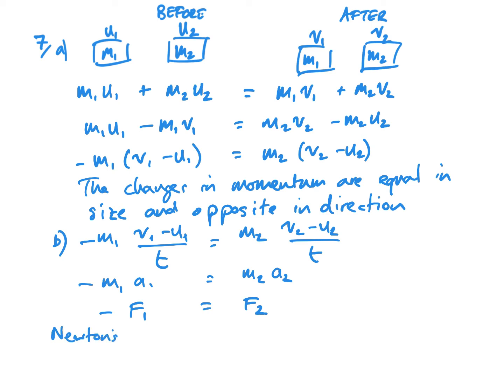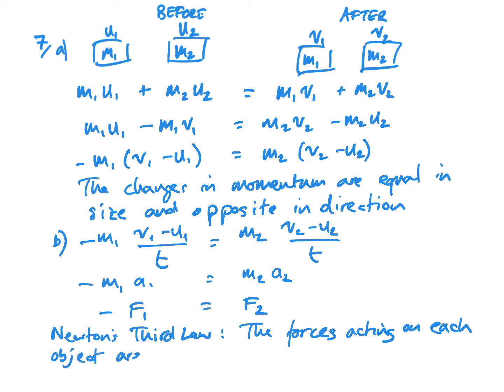So conservation of momentum and Newton's third law are entirely equivalent ways of saying the same thing. The forces acting on each object are equal in size and opposite in direction. Notice we don't just say equal and opposite, we need to be clear about what's equal and what's opposite. So it's equal size and opposite direction.